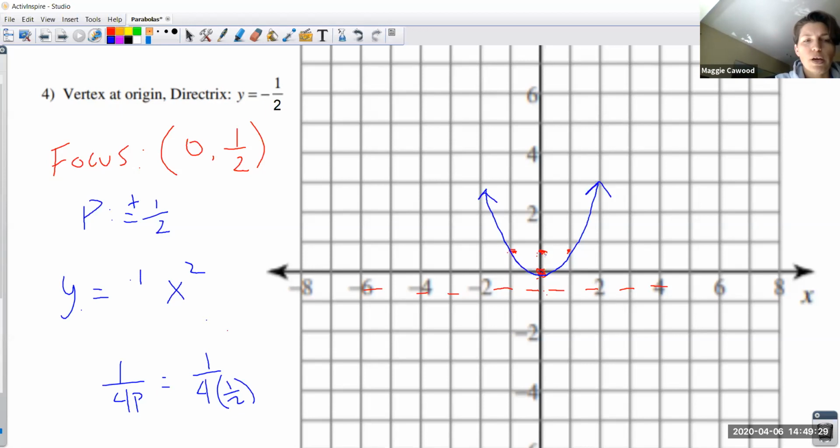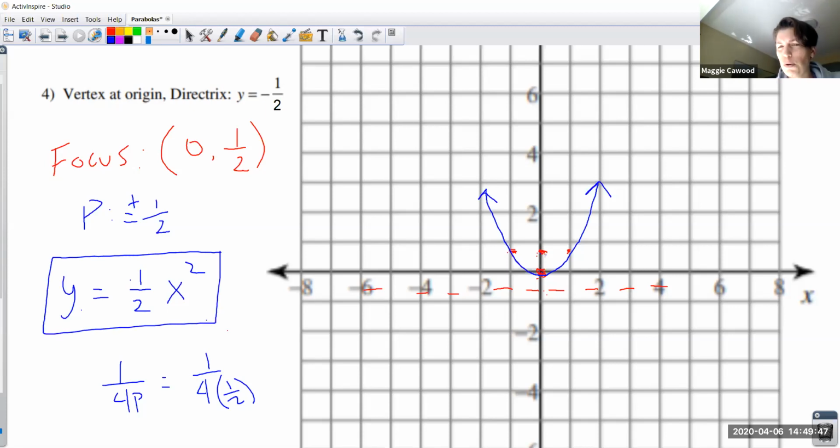Okay, so in my equation, it's going to look like this. Which is a little odd because that is p. It turned out that way. It doesn't always turn out that way. So that would be our equation of our parabola. If you want to graph that on the calculator and check it, you could.